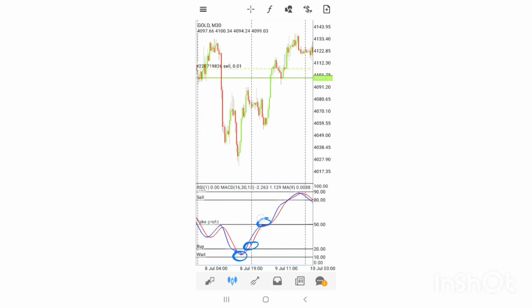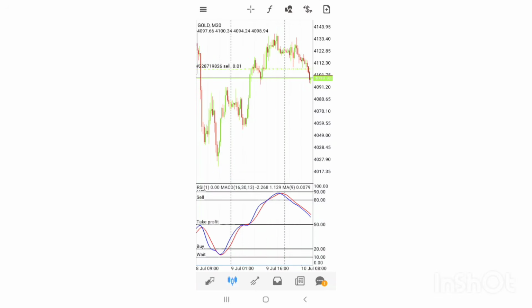Once it hits level 50, if you already bought, you take a profit once both indicators hit level 50. If you want to swing, you must wait until they both break level 50 again. Once they break level 50, you can go for a second buy. Or in case you miss the entry at level 20, you must wait and see if it will break again at level 50. Then you can enter your buy.